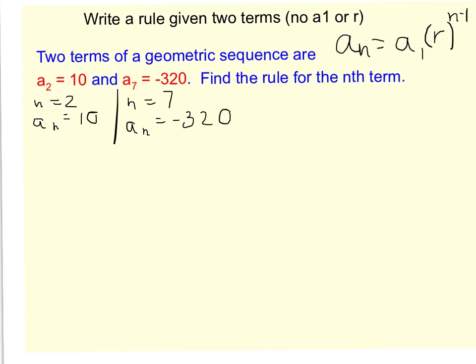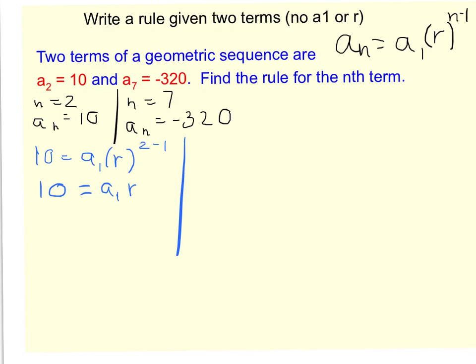So knowing that, all I can do is a system of equations, knowing these two scenarios, and the unknowns, of course, are a sub 1 and r. I'll go to the first equation, using this formula. I know that a sub n is 10, and n is 2, so I'll fill that in. I don't know a sub 1 and I don't know r, but n minus 1, with n being 2, simplifies to a sub 1 times r.